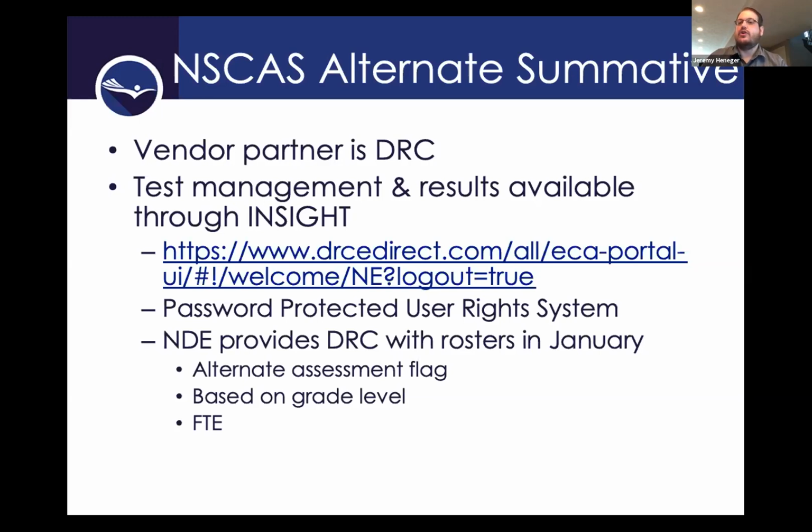Once again, alternate is 3 through 8 and high school, which is third year cohort students if they have significant cognitive disabilities and qualify to take the alternate. And it's based on FTE again, right? So any student that has 51% or more of their time in your public school would be assigned to take the test.